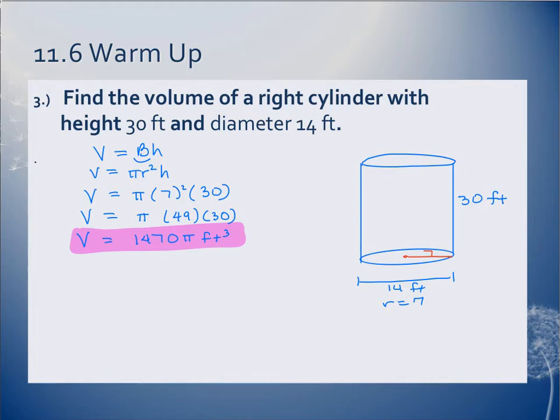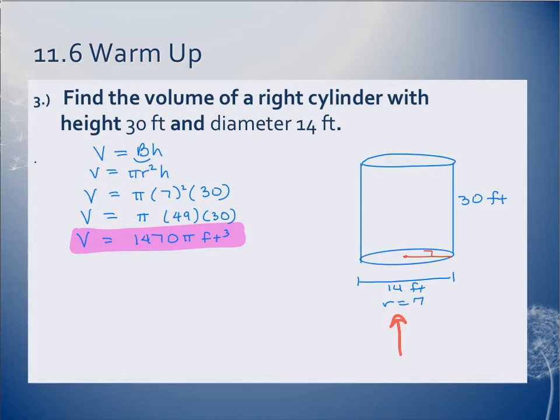So here is a right cylinder. Again, a picture wasn't provided, so I drew one. It says to find the volume. Again, same formula. The only difference is my base is now a circle, and the formula for area of a circle is pi r squared. So the formula for volume is pi r squared times height. Notice they gave me a diameter, so I needed to cut it in half and make it a radius, because that's what I needed in the formula.